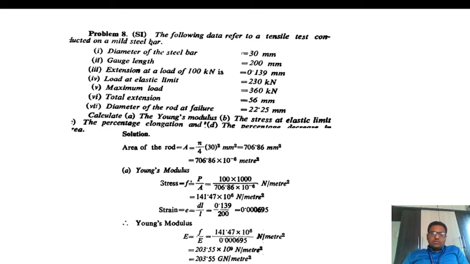Next, Young's modulus, as per Hooke's law, capital E is equal to stress upon strain. So make one correction: it is not capital E in the denominator for strain, it is small e here. So capital E is equal to stress upon strain, equal to 141.47 into 10 raised to 6 divided by 0.000695 Newton per meter square. So the final value for Young's modulus is 203.55 giganewton per meter square.